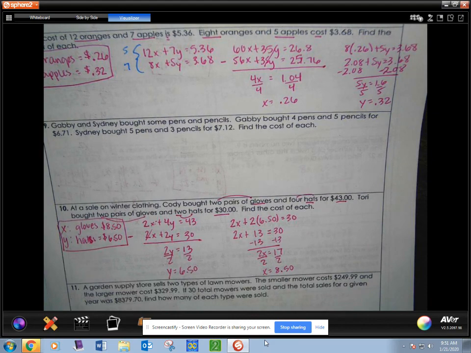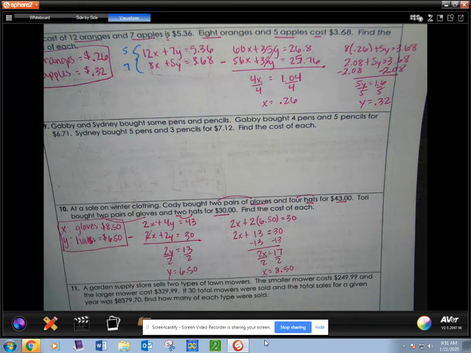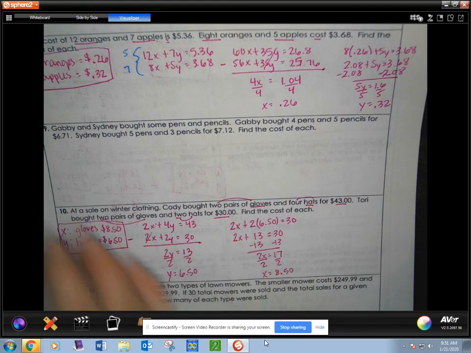Now what you are going to do is solve 1, 3, 5, 7, 9 today. If you have questions, make sure you're asking.